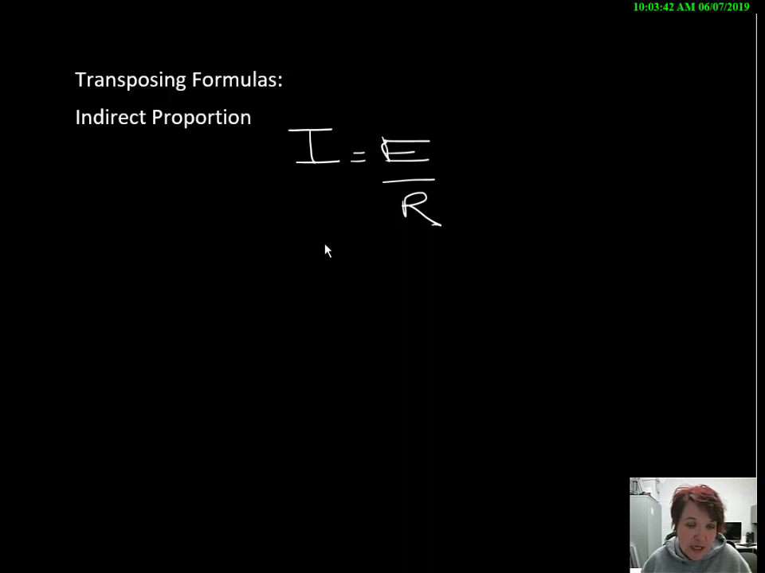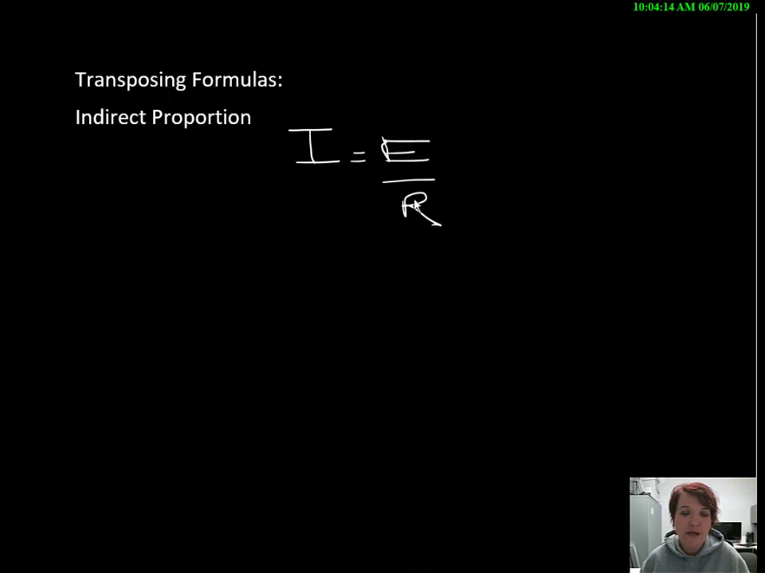So in the event that voltage was held constant, an increase in resistance would cause a decrease of the same magnitude in our variable on the left side. So if our voltage was held constant, and we had an increase in resistance, we would see a decrease in current of the same magnitude. So we would have in fact indirect proportion.